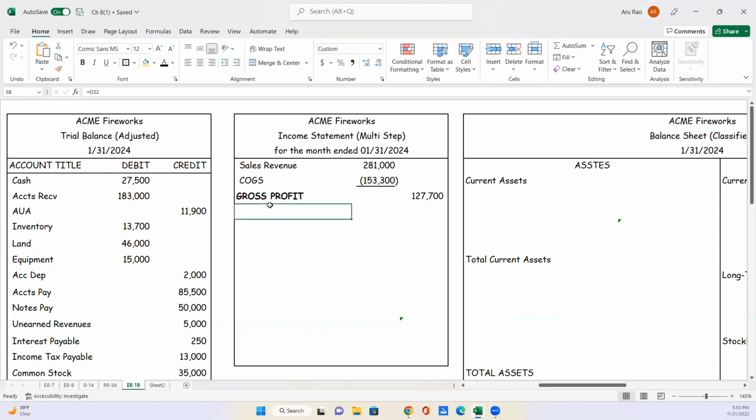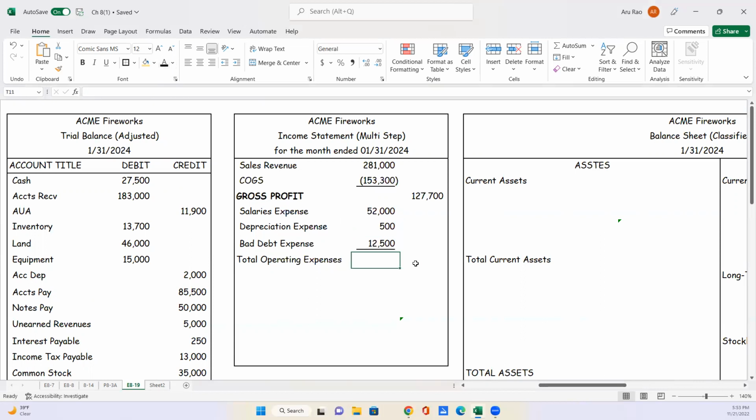In the next step, we're going to list out all our operating expenses. I have three operating expenses: salaries, depreciation, and bad debt expense. Each of these I'm going to list in the inside column. These are inside and outside columns. That's all there is. I add them up. So I have 127,700 minus total operating expenses of 65,000. That will give me my operating income. The difference over here is 62,700.